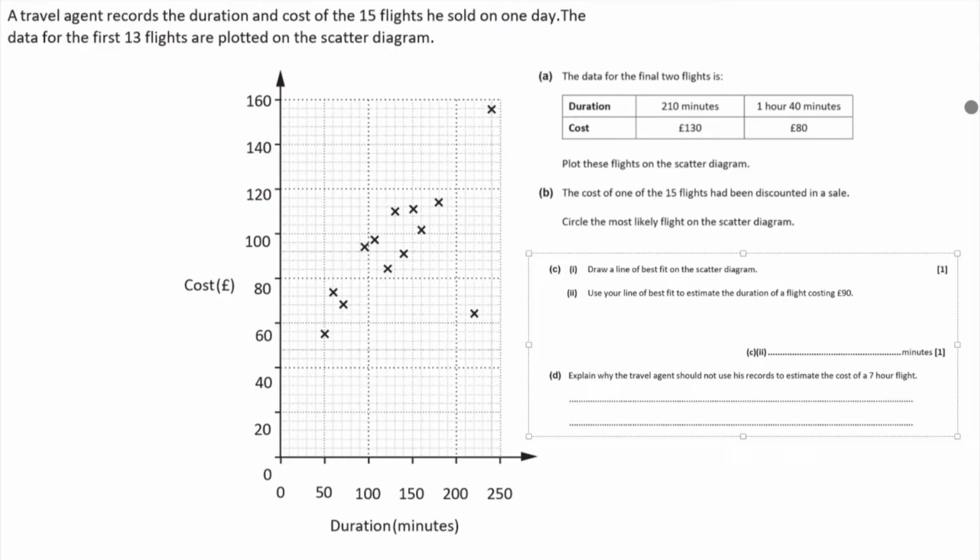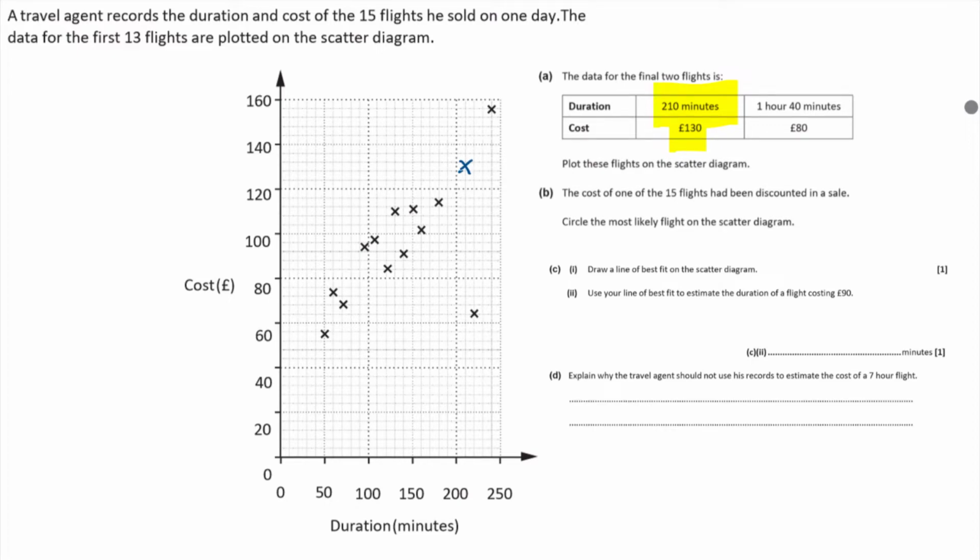Now it says part A, the data for the final 2 flights is, and then I've got the cost and duration of 2 more flights. I need to plot these on the scatter diagram. So the first one is 210 and 130. So I need to find 210 on the graph and 130 on the graph. Read up from 210, read across from 130 and plot my point. So I think it's going to be about there then.